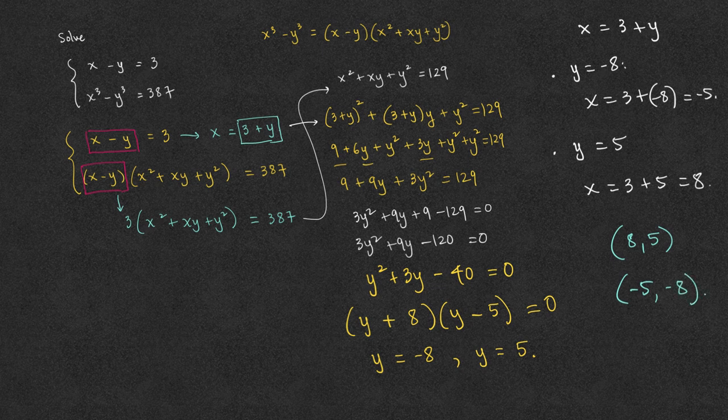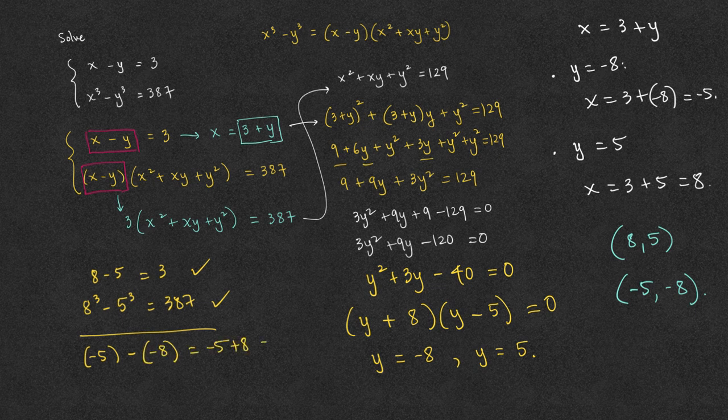If we take x equals 8 and y equals 5 and plug it into the first equation, we will have 8 minus 5, which is 3. That checks out. If x equals 8, 8 cubed minus 5 cubed, and this will give us 387, so this checks out as well. For the second equation, if we take x equals -5 and y equals -8, then this is -5 plus 8, which is 3.